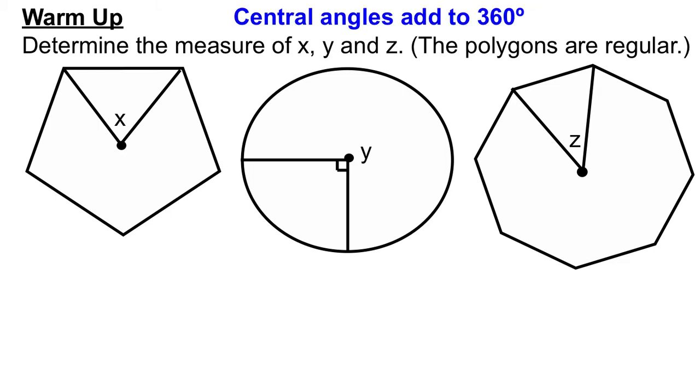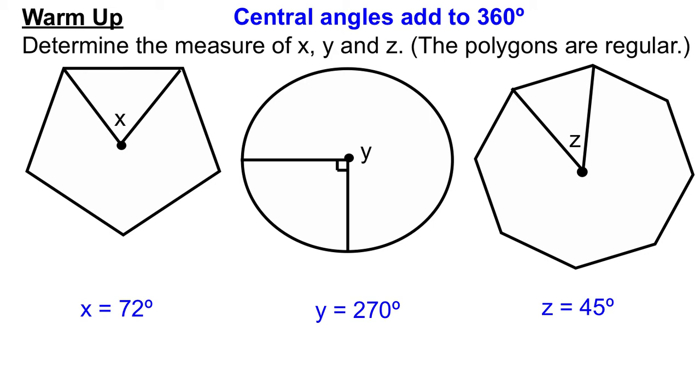So the key idea here is that all of these angles are central angles. They are all located at the center of the shapes. If you look at the first shape there with the X and the last one with the Z, those are regular polygons. That means the angles are going to add up to 360 and they're going to be equal to each other. And the circle is going to add up to 360 as well. So here are the answers for all of them.